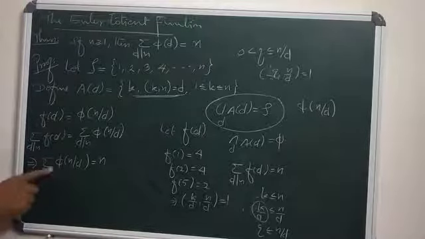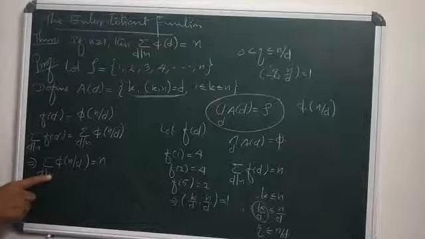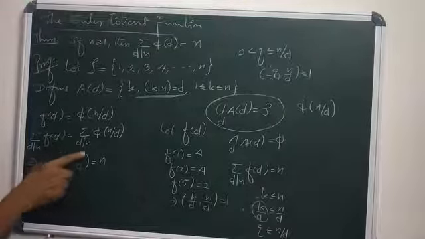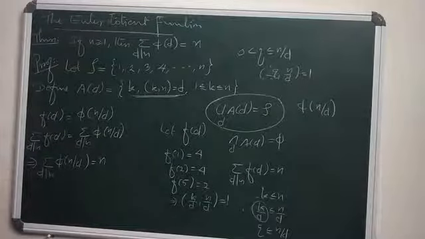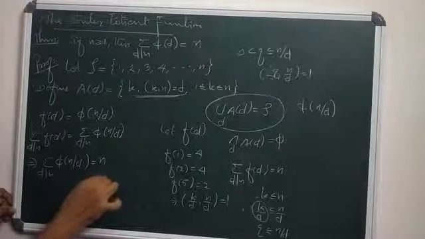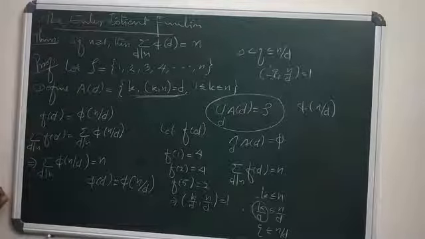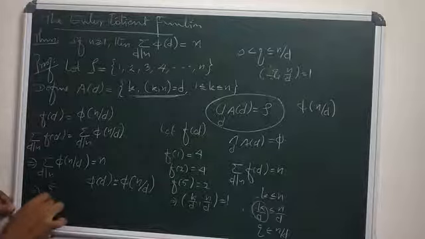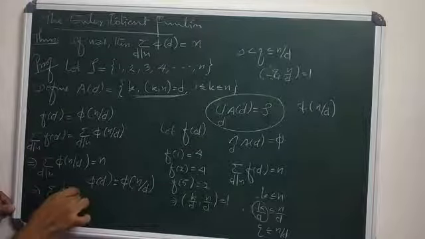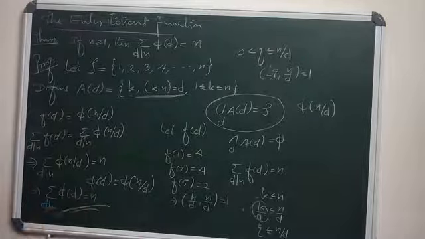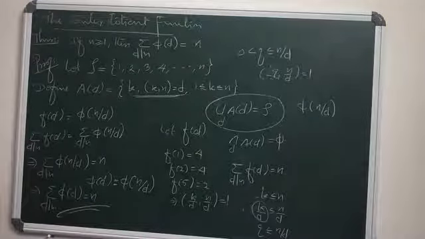But d runs through all divisors of n. Also, it runs through all divisors of n/d. D is a divisor of n, so d runs through all divisors of n/d also. Sure. So phi(d) is equivalent to phi(n/d). Therefore, instead of phi(n/d), it is phi(d). So the sum over d dividing n of phi(d) equals n. Okay, so this is our important result.